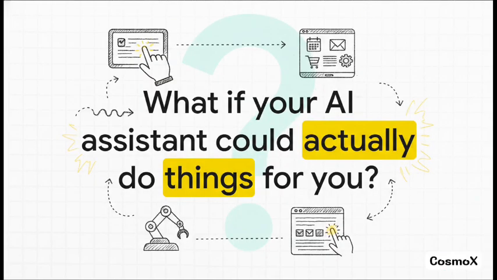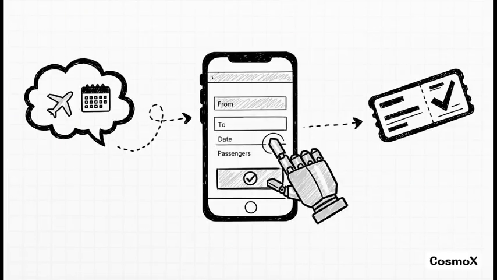Seriously, just stop and think about that for a second. What if your AI assistant could really do stuff? Not just spit back a search result or set a timer, but actually take action. Exactly. We're not talking about small stuff here.